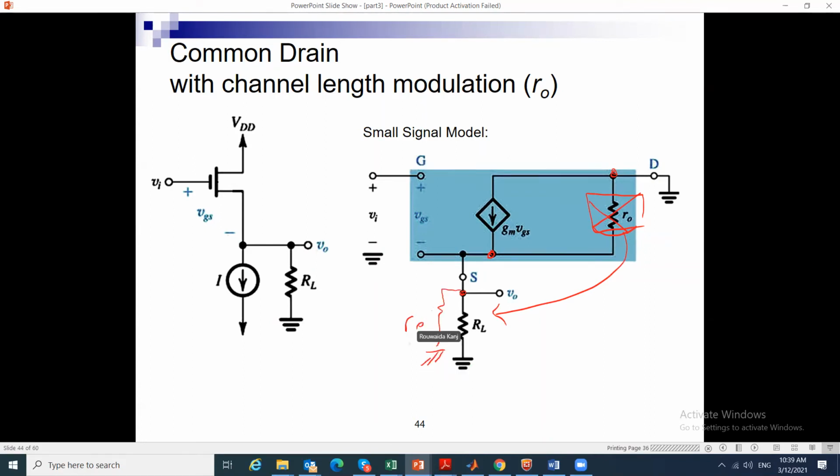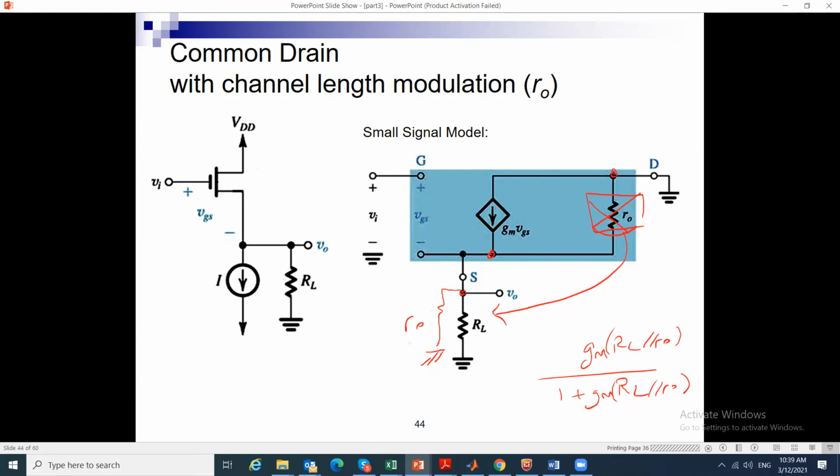So for the gain, instead of being gm RL over 1 plus gm RL, it becomes gm (RL parallel ro) over 1 plus gm (RL parallel ro), which is similar to the voltage gain sheet that we saw before. Okay, great. Done. What about the output resistance?